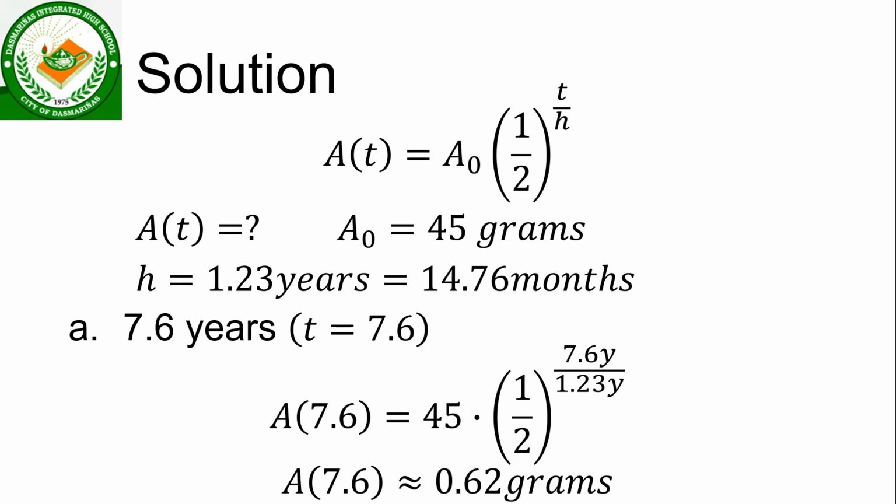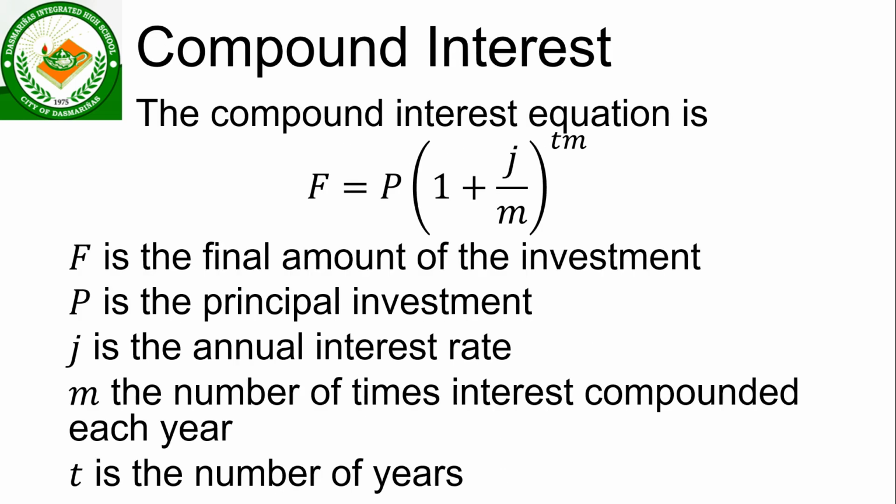Now, let us have this compound interest. The compound interest equation is given by F is equal to P multiplied by 1 plus J over M, and this 1 plus J over M is raised to Tm. What do these variables stand for? F is the final amount of the investment, or the future value.